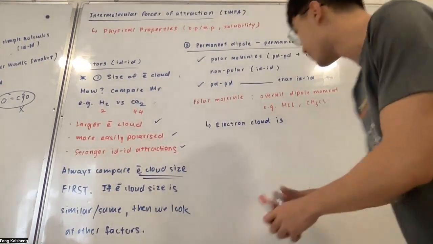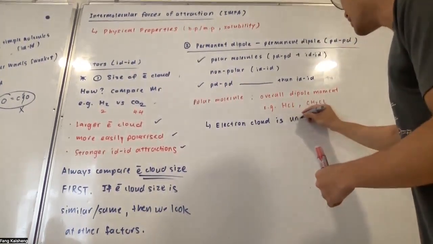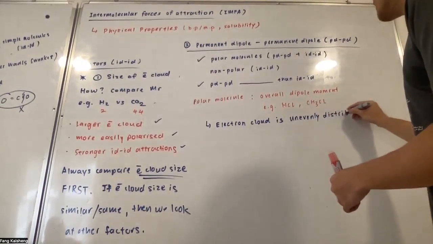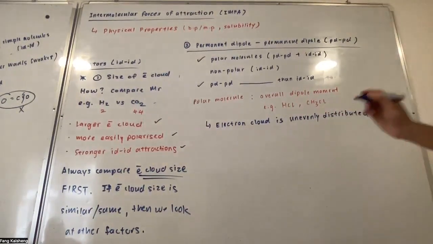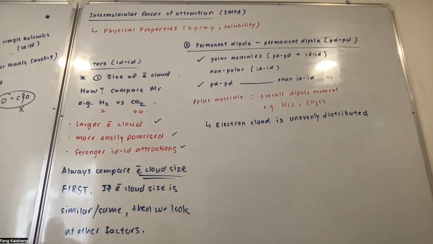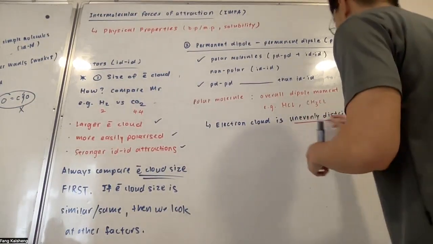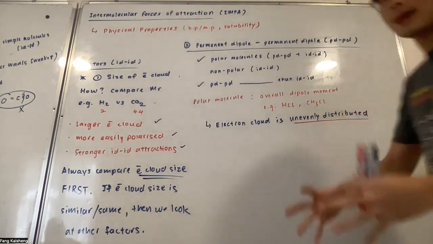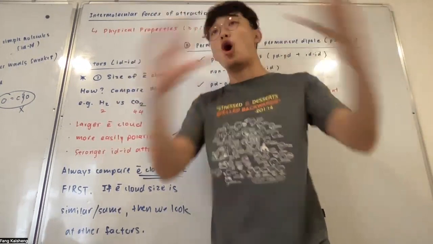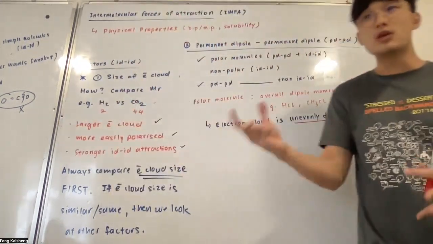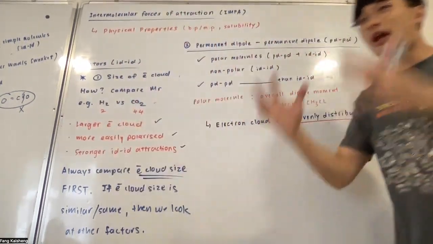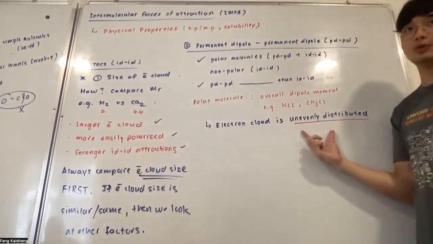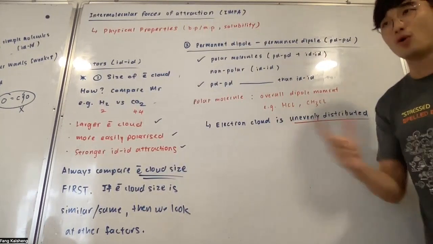I need you to write this down. Electron cloud is unevenly distributed, compared to the non-polar molecule just now, that is evenly distributed. Make sure you understand this. There's a dipole. So the electron cloud is already, what's the P word here? The electron cloud is already polarized. We don't use the words unevenly distributed. I like the P word more, polarized.